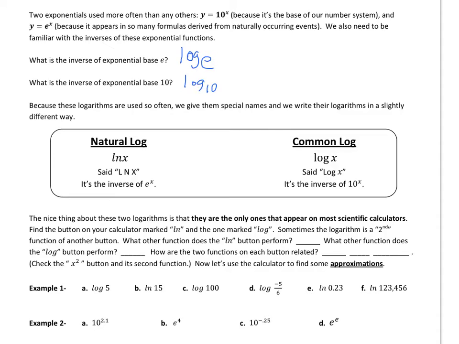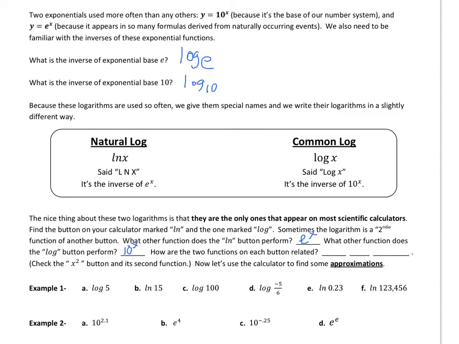Now, if you look at the second function of each of those buttons, what's the second function of log x? 10 to the x. What's the second function of ln? e to the x. So their inverses are built in for you right there as well. The second function of ln does e to the x, and the log button will do 10 to the x. So how are these two functions related? They are inverses. Nicely done.